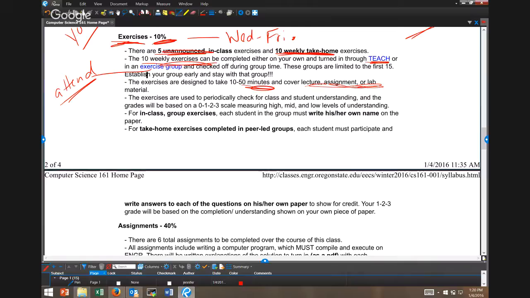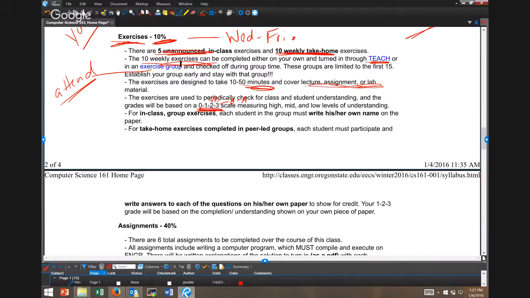And you are graded on a 0, which means you didn't do it at all, nor did you go to a weekly exercise group. 1 is you did do it on your own or went to a weekly exercise group, but you did not participate at all, or wrote hardly anything down. 2 is probably like about a C, B minus work, and then 3 is probably a B to an A worth of work or participation in those exercise groups.